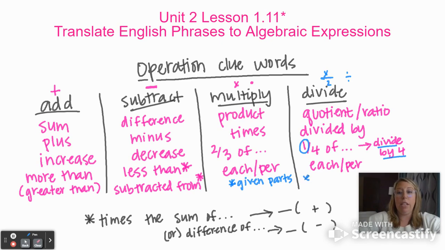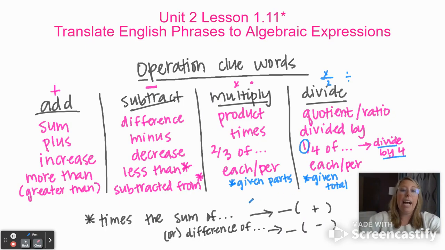But for division, if you're given the total, for example, you spent a total of $150 at the store and you want to determine how much you spent per item. Then if you're looking for the parts and you're given the total, then you're dividing when you see each or per. So you got to be careful with those and really pay attention to the context of the problem.